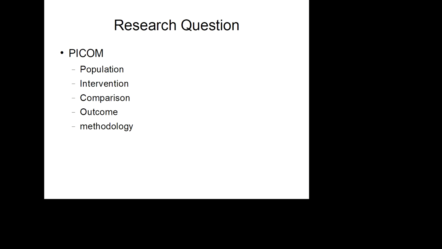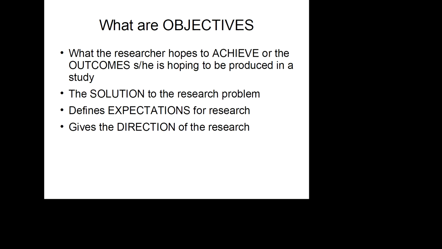So your research question was discussed last week. A good research question contains the following: population, intervention, comparison, outcome, methodology, or your population, exposure, outcome, whichever one is more applicable. All of these must be clear in your research question, and they must also be present by extension in your objectives as well. So what are objectives? They are what the researcher hopes to achieve, or the outcomes that she or he is hoping to be produced in a study. They are the solution to the research problem. They define expectations for research, and they give the direction for the research.